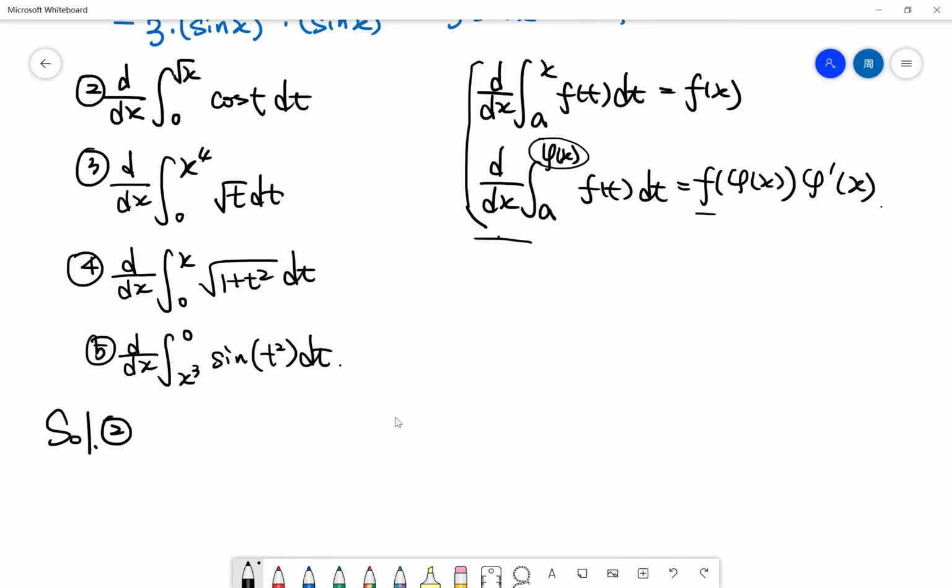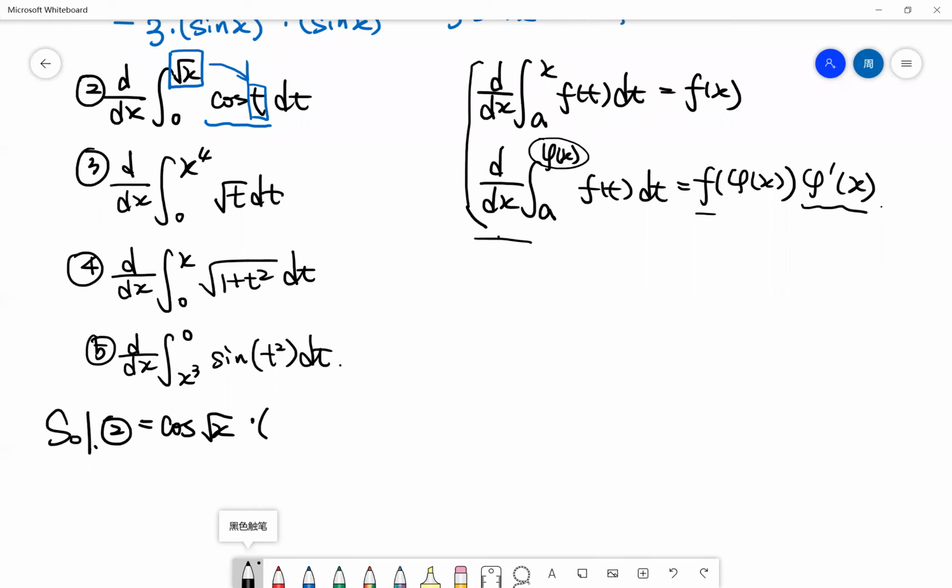in place of t, right? So first, I will mark here. This is the upper limit, and here is t, right? So replace t here, first step. So the first part should be cosine square root of x, right? And then times phi x prime.